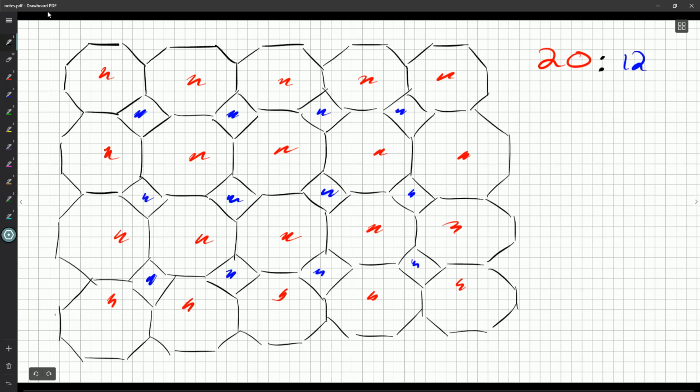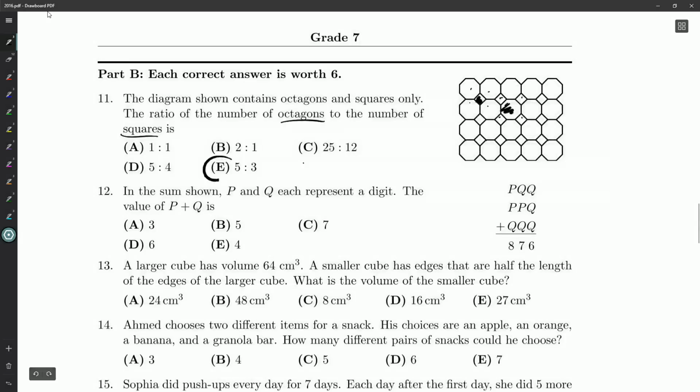So we want octagons to squares. That's 20 to 12, and that's none of the options. But if we divide by 4 on both sides, the ratio stays the same, but we get 2 new numbers, 5 to 3. And that is one of the options. So our answer is E.